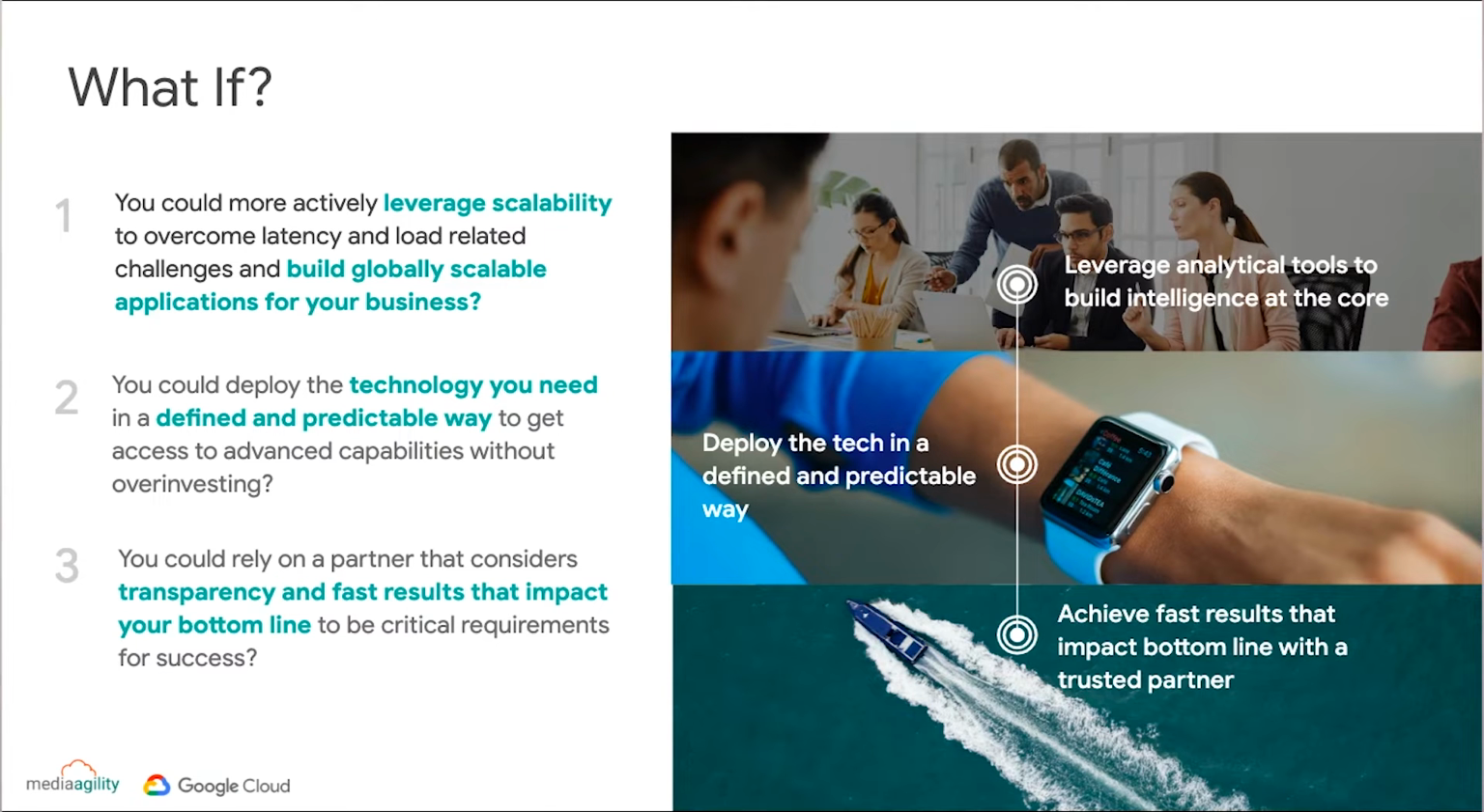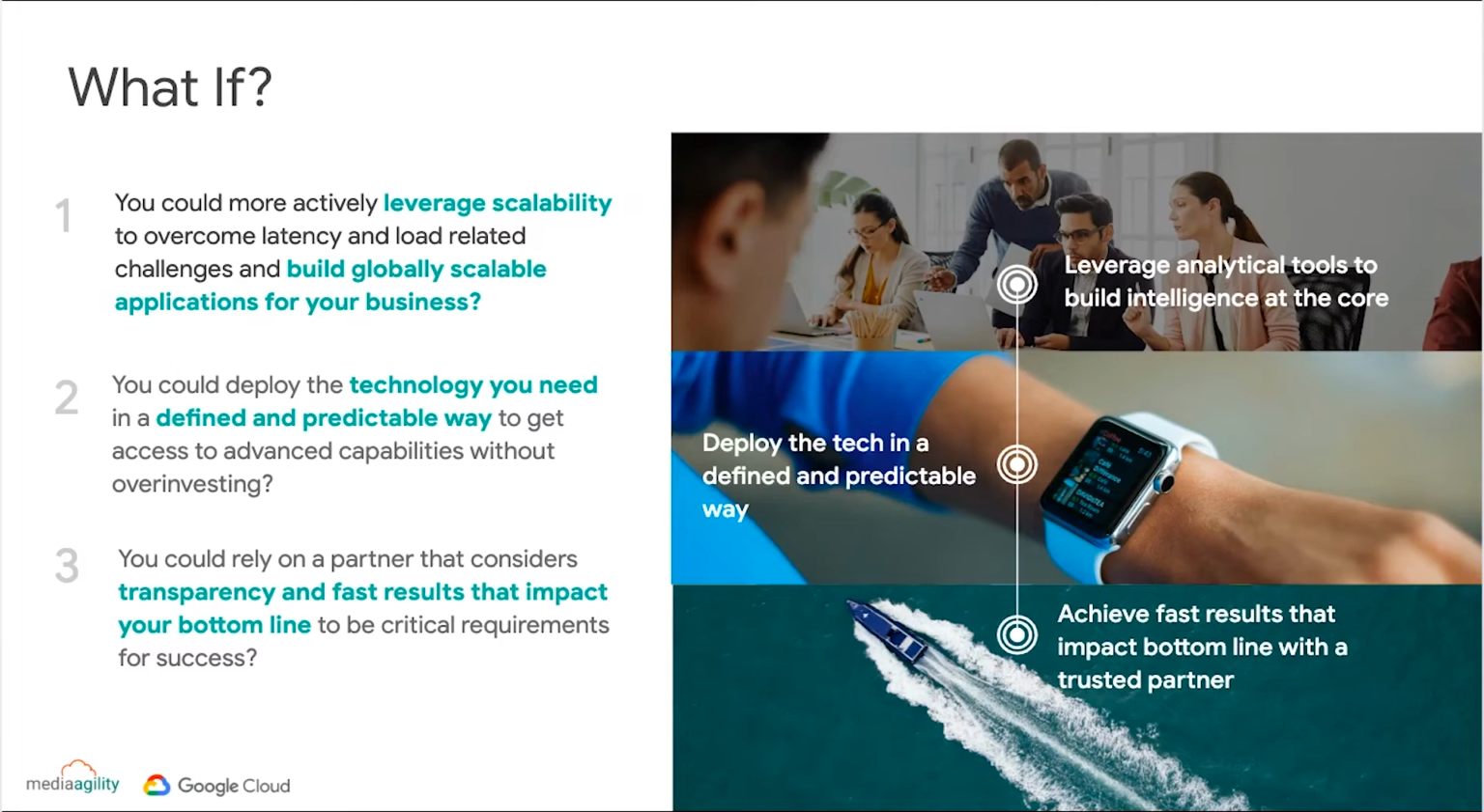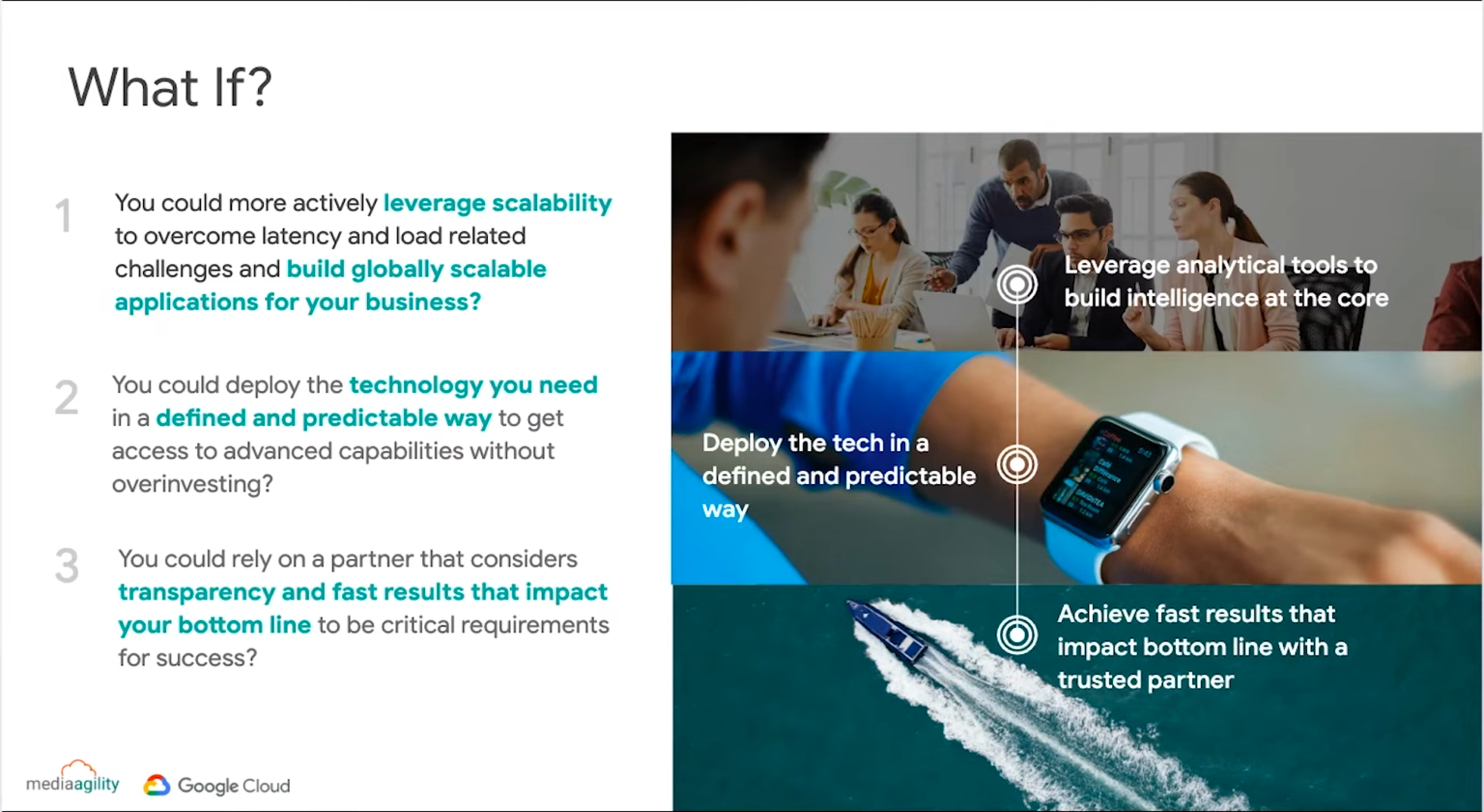This is the most important from a cost optimization factor. Are we able to deploy a technology which is cost effective? You could rely on a partner that considers transparency, fast results, and impact to your bottom line to be critical requirements for your success. If you can achieve these three, which means you are able to design an application which is globally scalable, you are able to optimize your cost, and you are working with a partner that can serve you for the long run. That's really the big thing to think about.